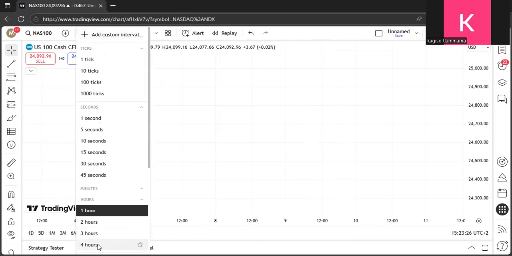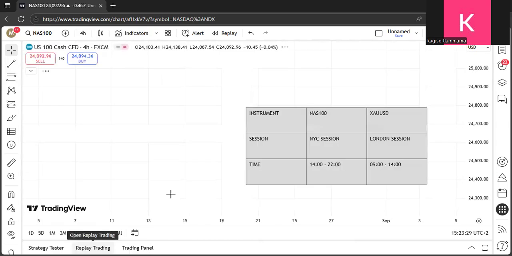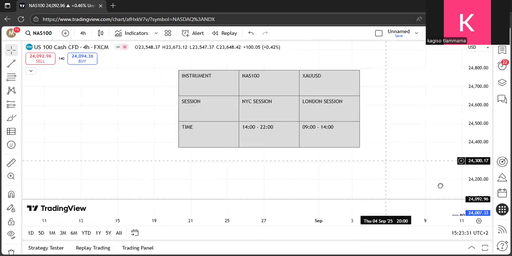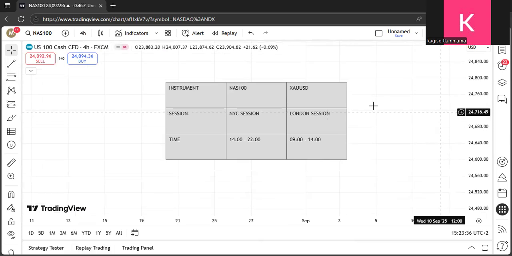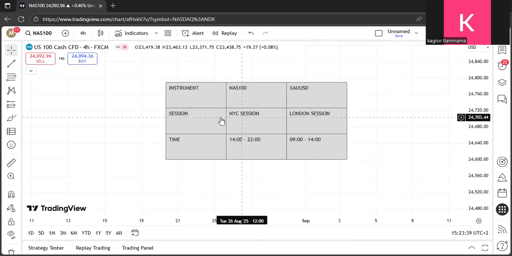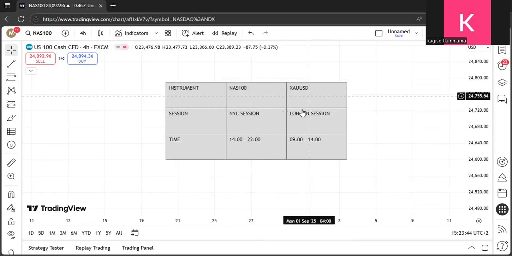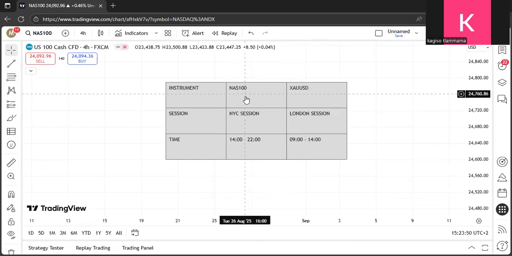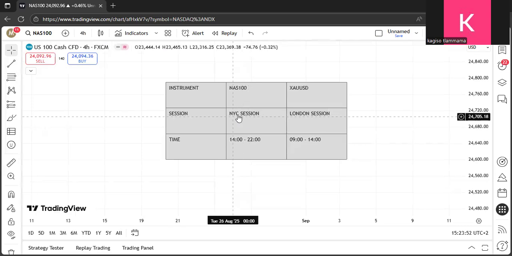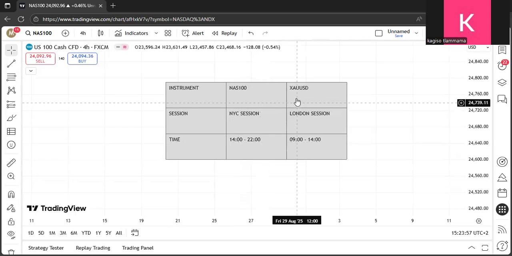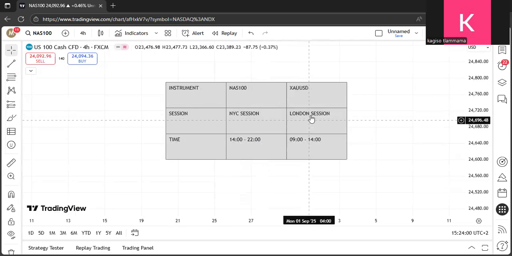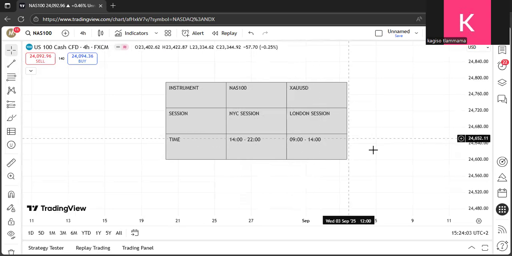Let's go back to the 4 hour. Okay, this is our table. So everything that I said is written right here, so you don't have to try your best to memorize it. You can just go ahead and look at this. Plus, I'm recording the video, so you don't have to worry. Like I said, Nasdaq is best traded during the New York session, which is during 2 o'clock to 10 o'clock. And then gold's best traded during the London session, which is during 9 o'clock until 2 o'clock.